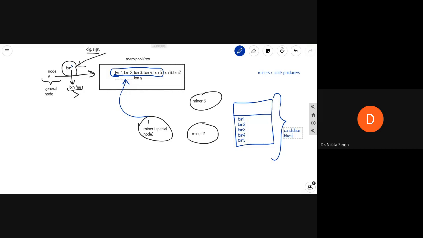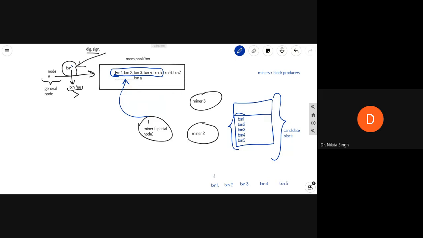So our block generation process begins with the miner constructing a candidate block. By candidate block, we mean that the miner will include a list of those transactions that the miner wants to put on the blockchain. Then the miner needs to calculate the header. Remember we talked about the Merkle root hash. So here we will have transaction 1, transaction 2, transaction 3, transaction 4, and transaction 5.